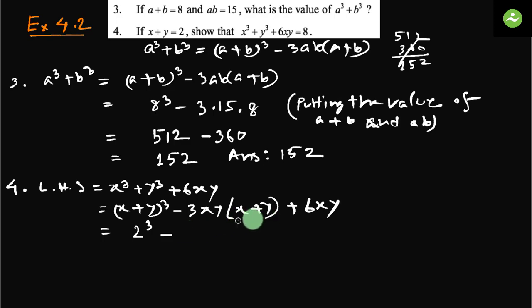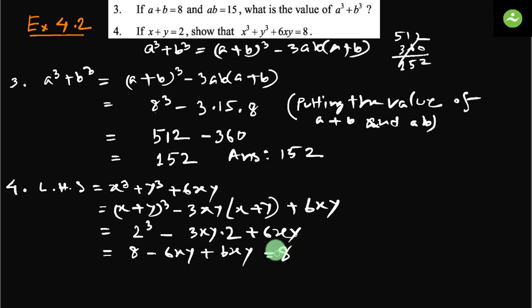3xy, but we know the value of x plus y, it is 2, so 3xy into 2 plus 6xy equals 8 minus 6xy plus 6xy, and 6xy is gone, minus 1 plus 1, so equals 8. So what we got, the left hand side equals the right hand side, and proved.